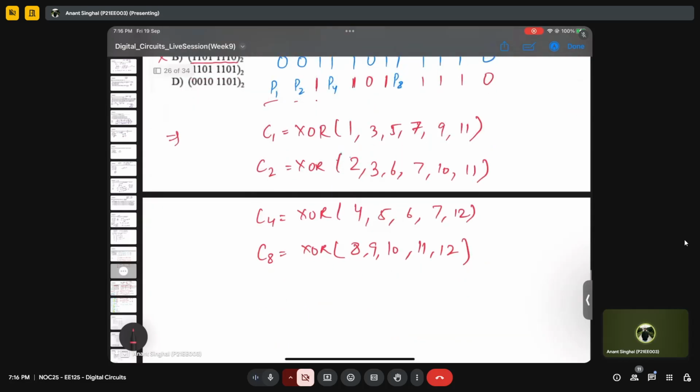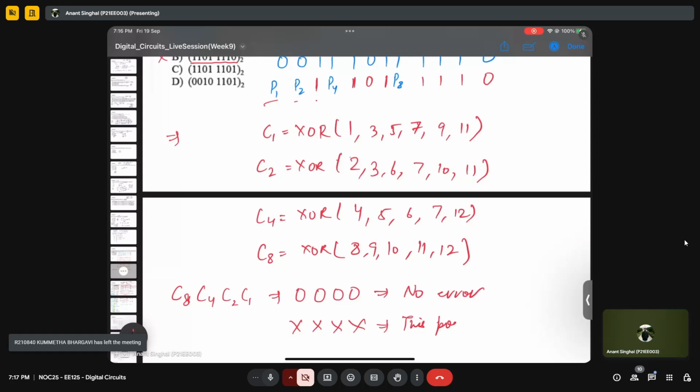Your Hamming code is correct if C8 C4 C2 C1 equals 0 0 0 0, that means there is no error in the Hamming code. If there is a nonzero number, then that position contains the error. So it can only detect an error of a single bit. Is this clear to everyone? The way I've just told what we need to do?